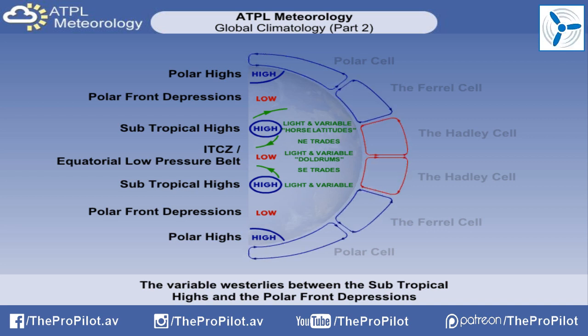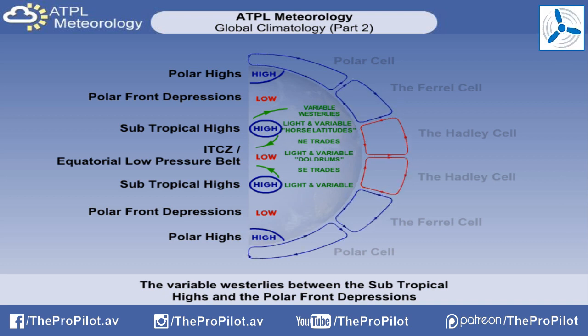In the northern hemisphere, this flow is massively disturbed by the major land masses, and large changes in speed and direction can occur. The surface winds here are generally considered to be variable westerlies.